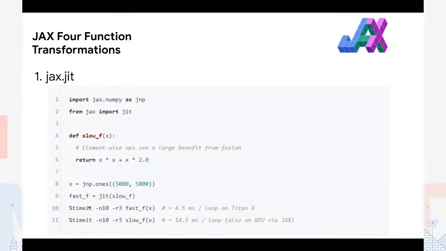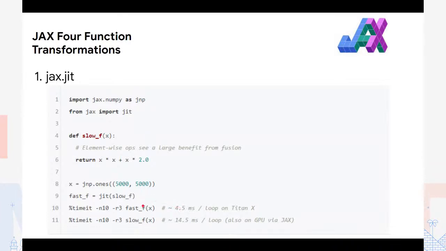This comment is used to time the execution of both the fast f and slow f. Remember, fast f here is using the just-in-time compiler, and meanwhile the slow f is not using any just-in-time compiler, just like the function as we wrote it exactly.